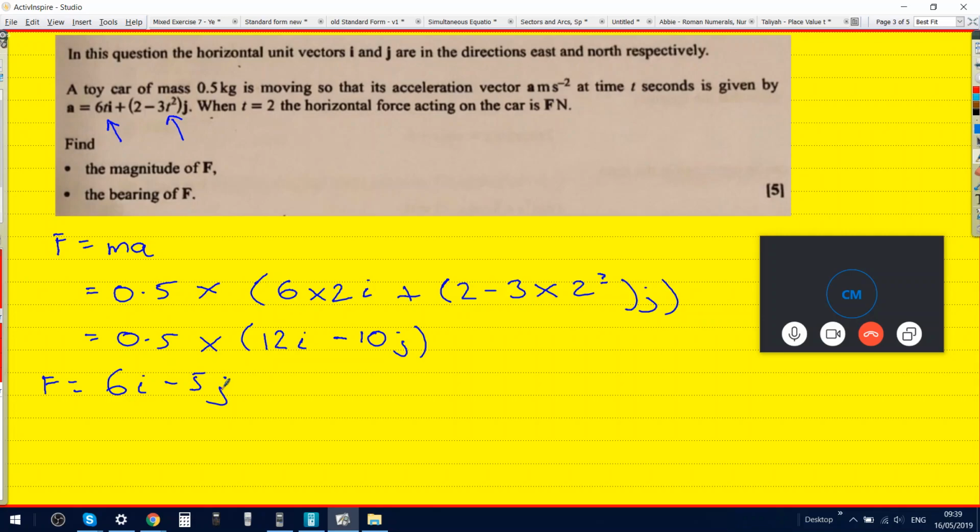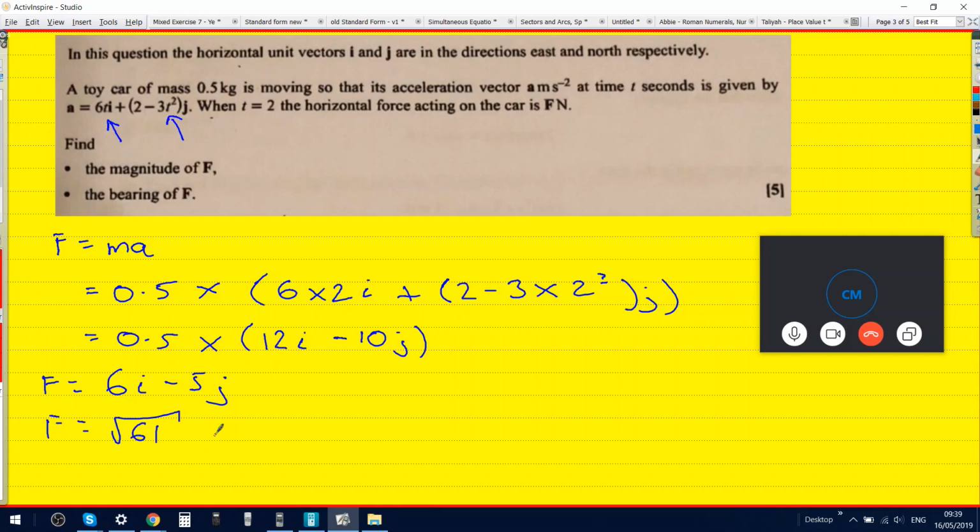Is it 6i squared plus minus 5j squared, square root? And yeah, you can do it without i and j now. Oh yeah. So just square root of 6 squared plus 5 squared. It's root 61. That's it.